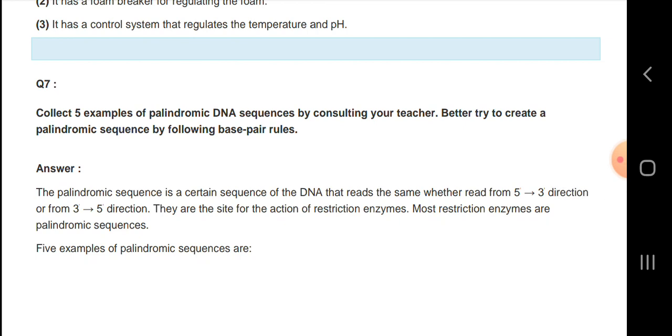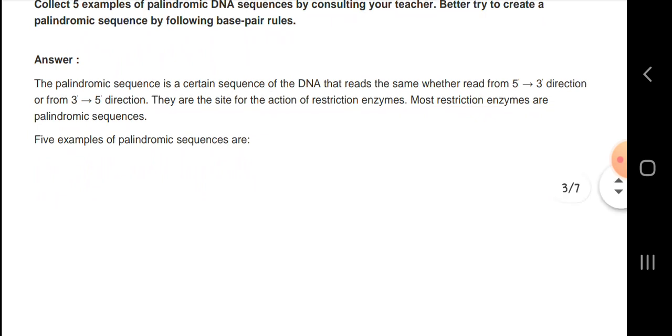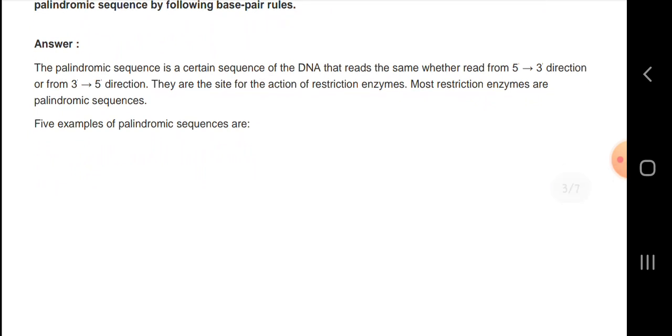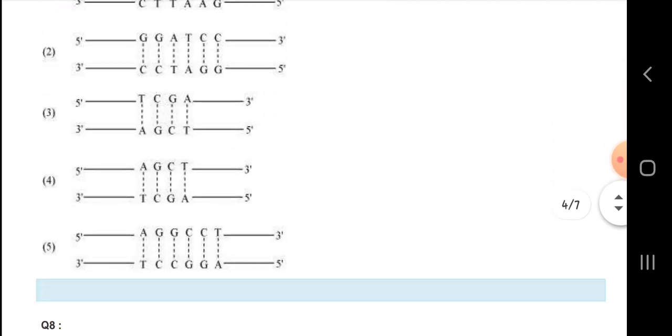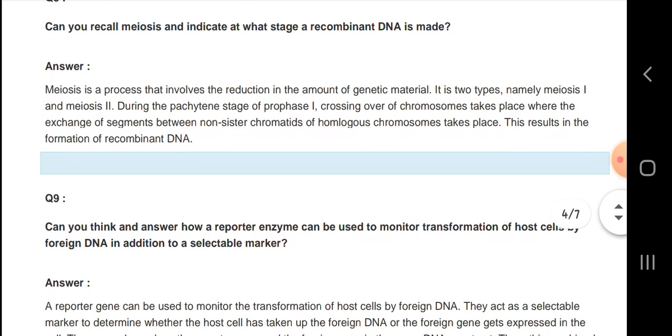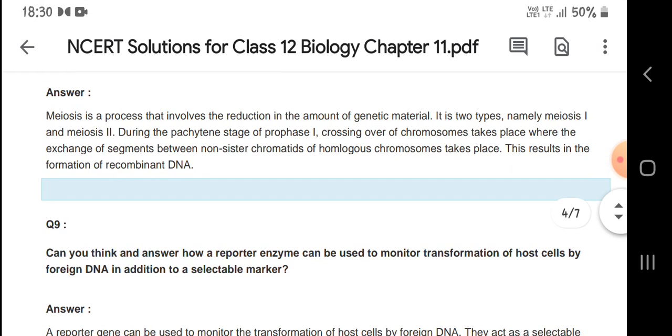pH. Let us take examples of palindromic DNA sequences. A palindromic sequence is a certain sequence of DNA that reads the same whether read in the 5 to 3 direction or the 3 to 5 direction. They are the sites for the action of restriction enzymes. It will be like this.